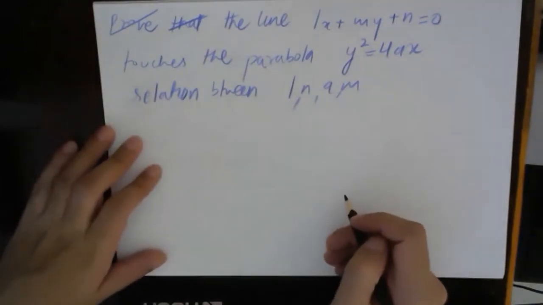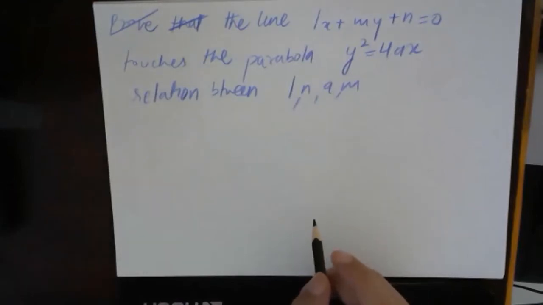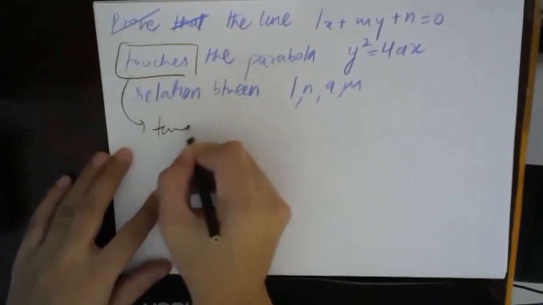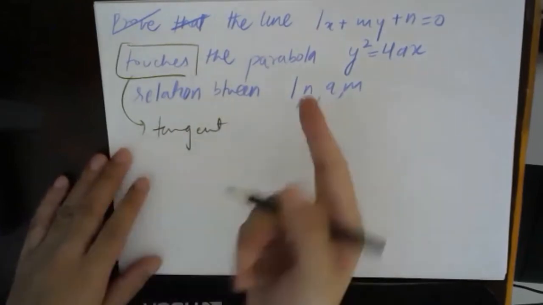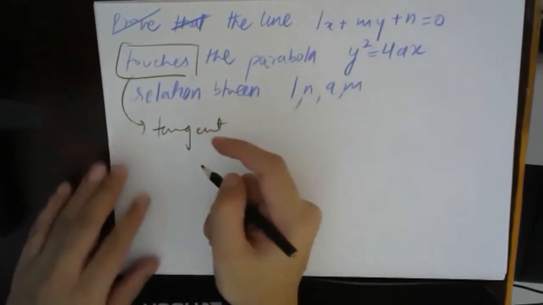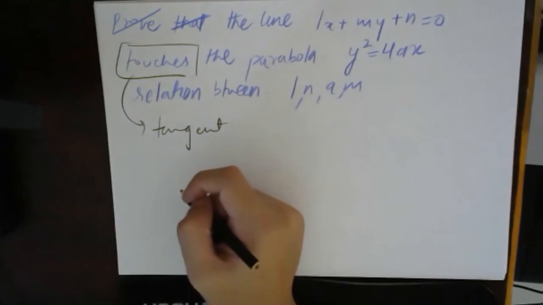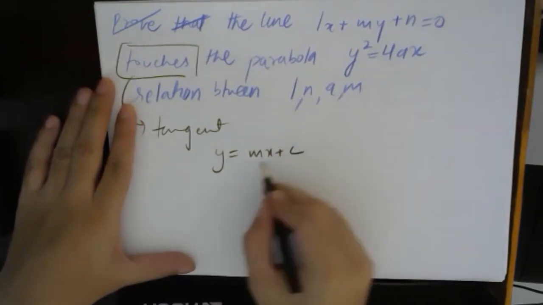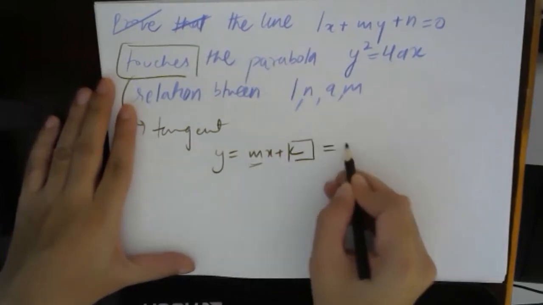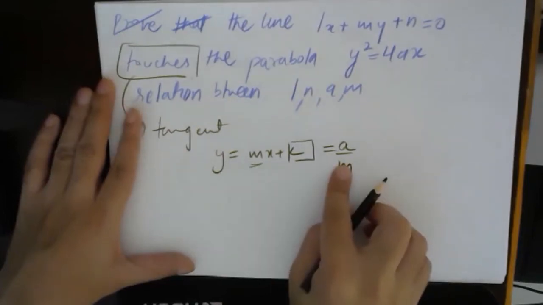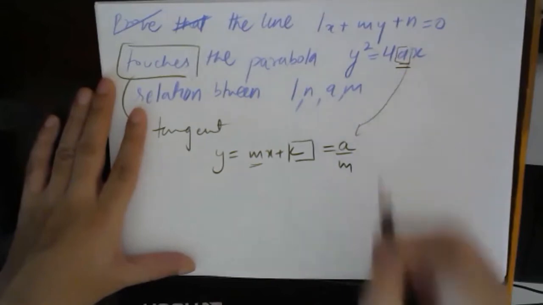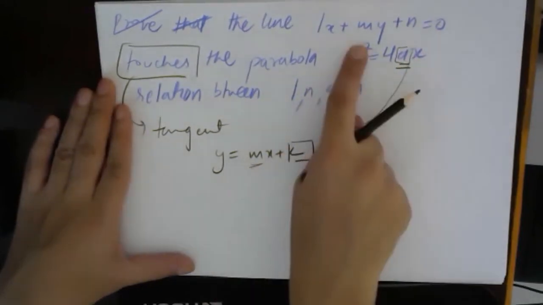Okay, let's see. We have already seen that if the line touches the parabola, touching means tangent. So what is the condition on the line? The equation of the line is, suppose, y is equal to mx plus c. M is given, then this c should be equal to a by m. Here, a is simply the a which is given to us. So let's analyze the line given to us.